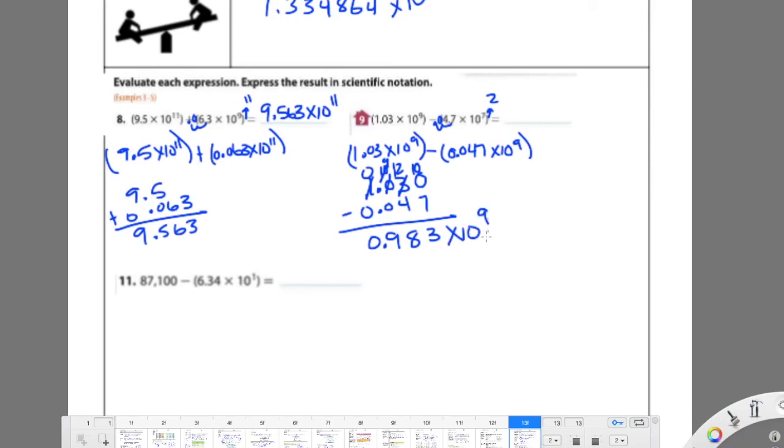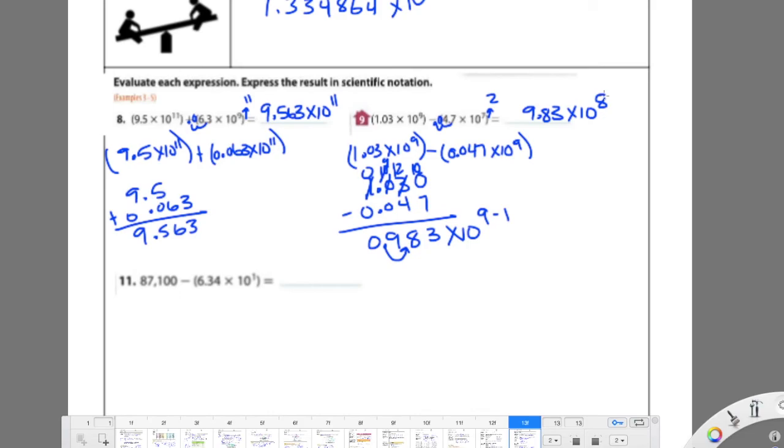But remember, we can't have a 0 on the front. So I need to move this over. So I'm moving a small number, I'm making it larger. It was 0.9. Now I'm going to have 9.8. Or I'm moving to the right, so I need to take one away. So it's going to be 9.83 times 10 to the 8th power.